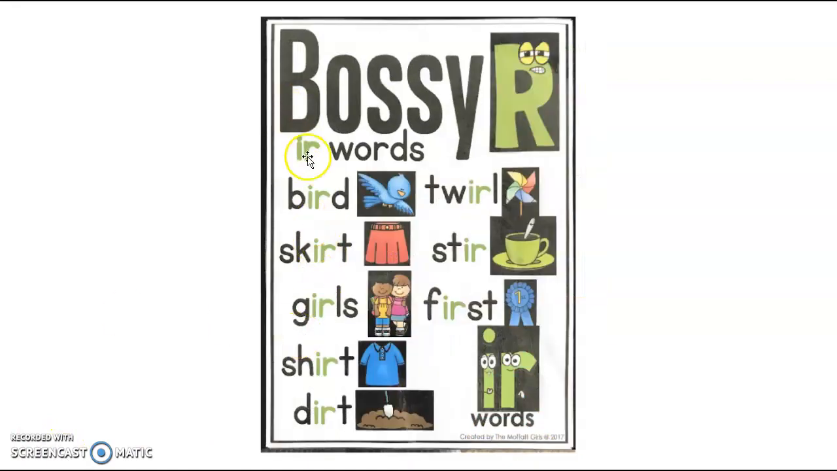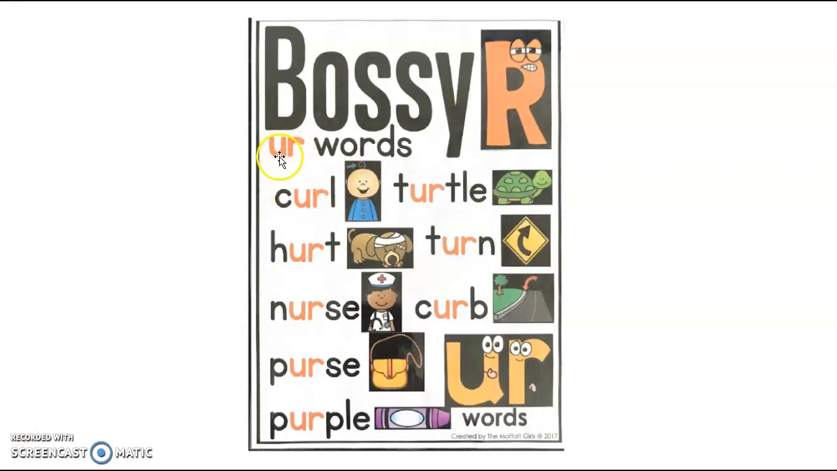With the IR, we have bird, skirt, girls, shirt, dirt, twirl, stir, first. All of these also have that bossy R, but this time it's the I followed by the R, but it still makes the er sound. And finally, we have that sound when we have a U followed by the R. So some examples are curl, turtle, hurt, turn, nurse, curb, purse, and purple.